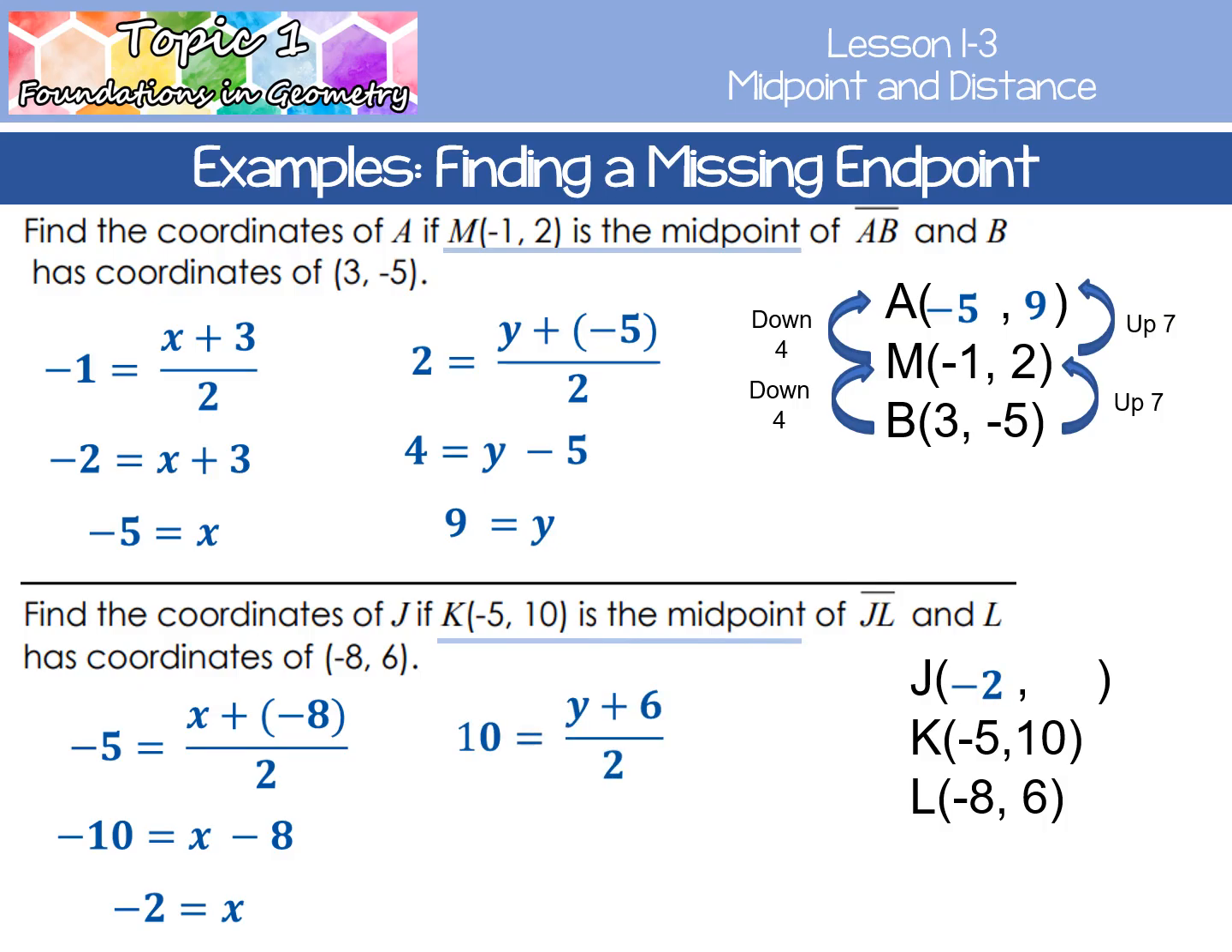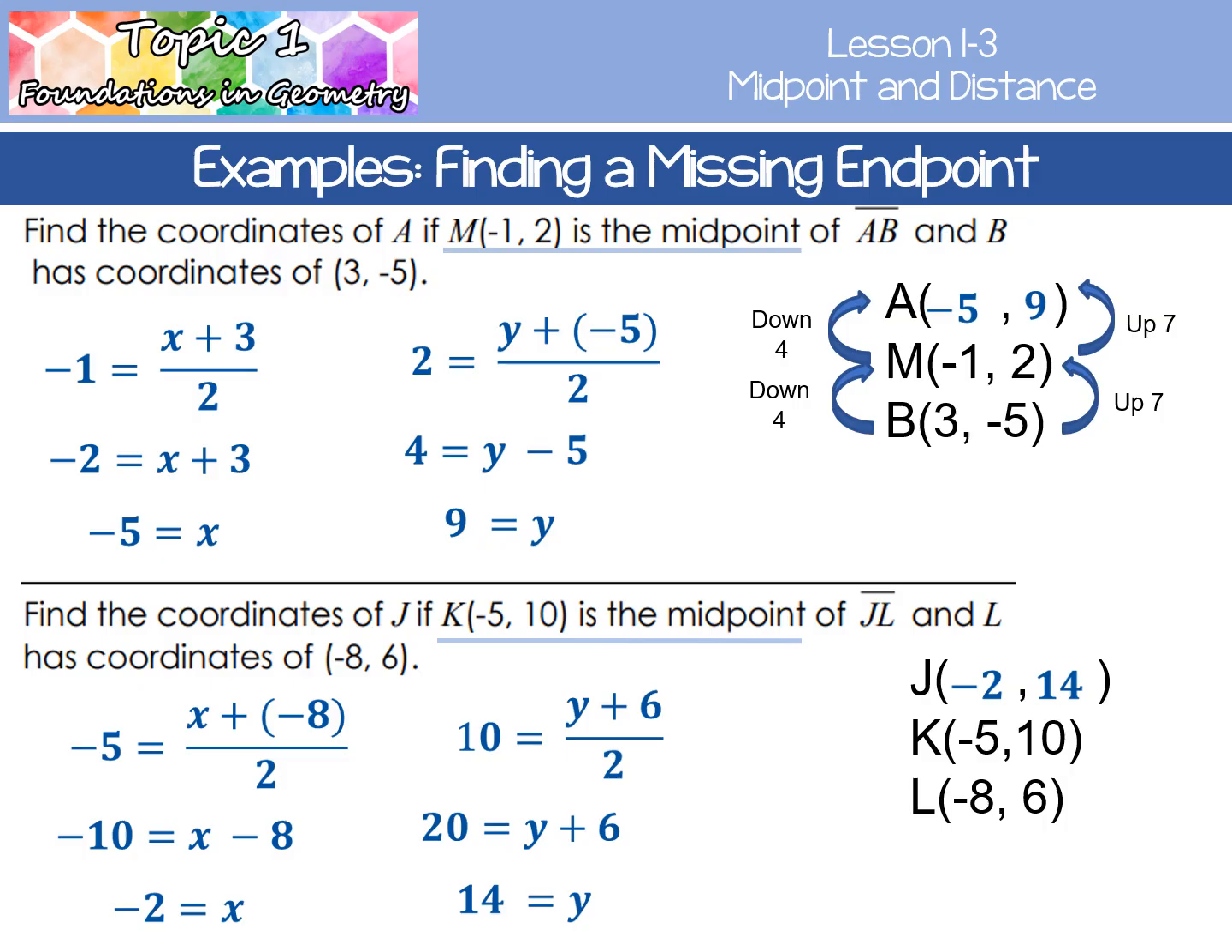Do the same kind of thing with the y. We know the midpoint y value is 10. The endpoint they give us, the y value is 6. So we're going to be averaging that with some y. And plugging it in, we get that. Multiply both sides by 2 and subtract 6 on both sides, we get 14.